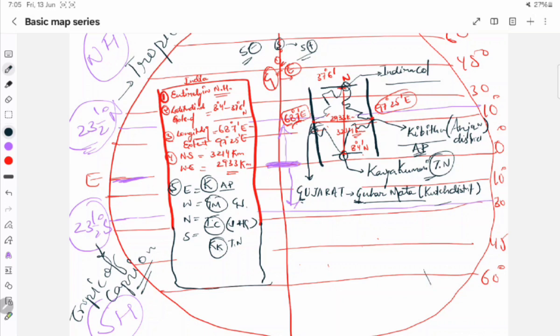So 0 degree, where the time is supposed to be at 0, but the day is started at the international date line, which is 180 degree. That is entirely opposite to the 0 degree.